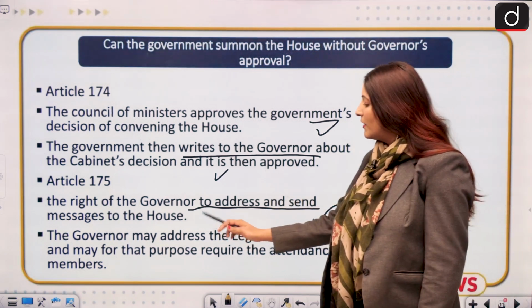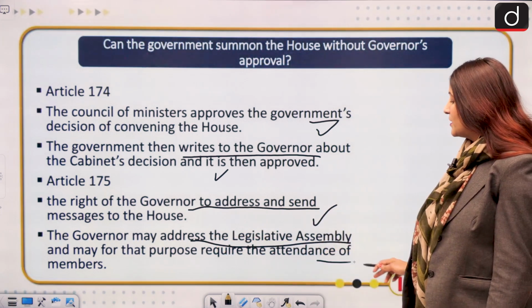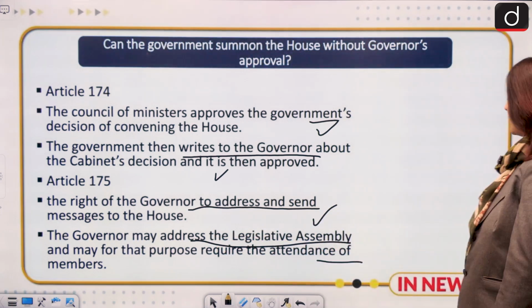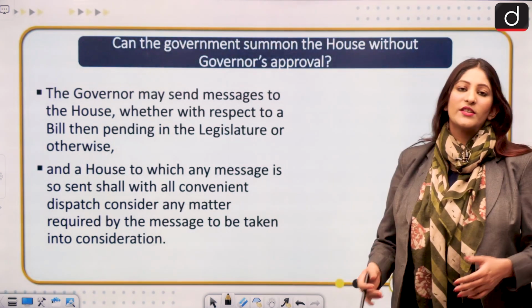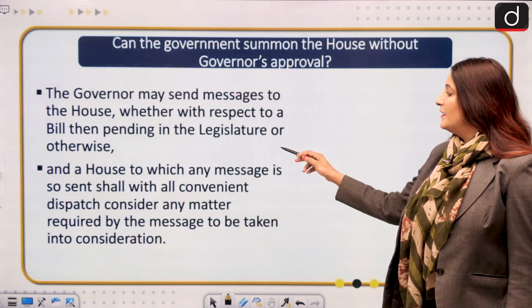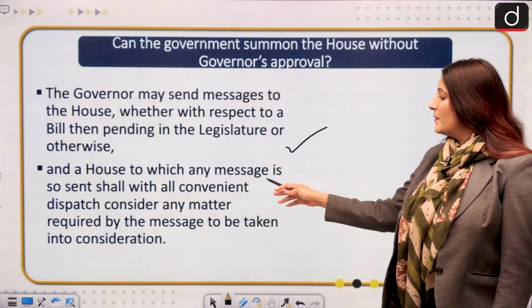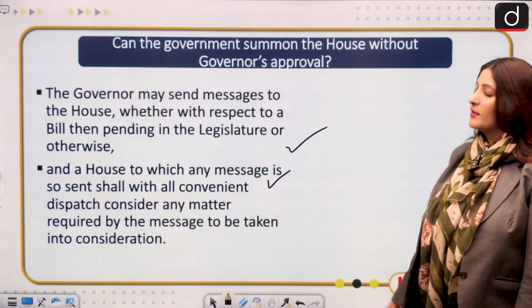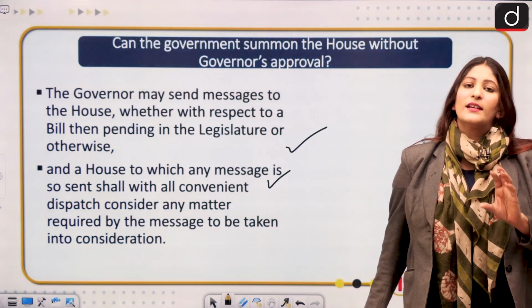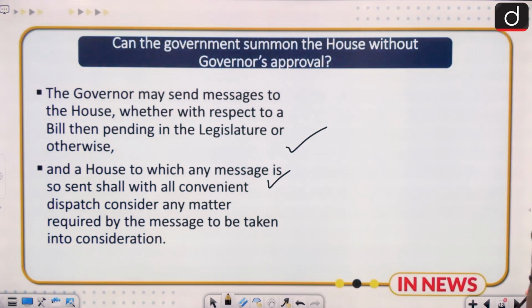The governor may address the Legislative Assembly and may for that purpose require the attendance of the members. Moving ahead, the governor may send messages to the House, whether with respect to a bill then pending in the legislature or otherwise. And a House to which any message is so sent shall with all convenient dispatch consider any matter. That means very simply that the governor works on the aid and advice of the Council of Ministers according to the Constitution.